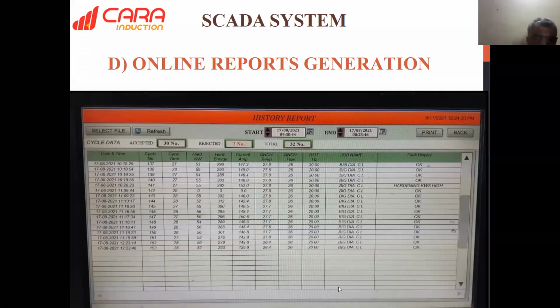And these are the automatic report generation. After the completion of one cycle, one job, you are getting all the data: the cycle time, cycle number, hardening energy, everything. If there is any problem, that also comes in that. Next.